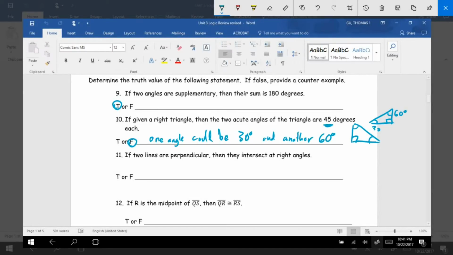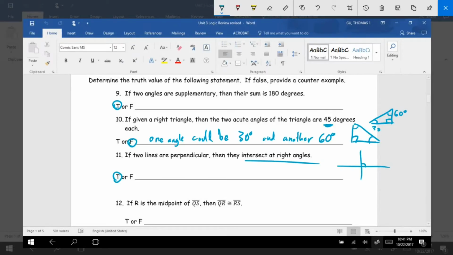All right, number 11. If two lines are perpendicular, then they intersect at right angles. What does perpendicular mean? It means that they intersect at right angles. So if two lines are perpendicular, they must cross at a right angle, which means this one is always true.